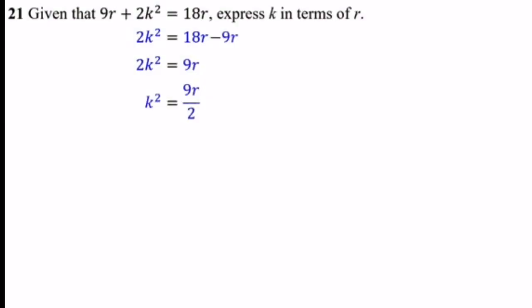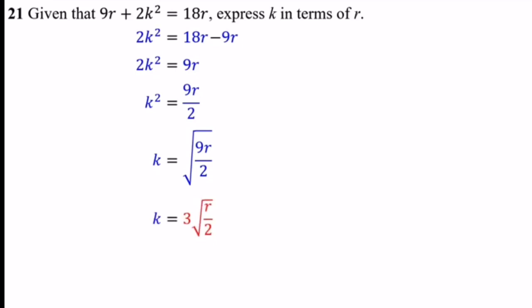For question 21, express k in terms of r. We need to make sure the k squared remains on the left side, so we shift the 9r to the right. We end up with 2k squared equals 18r minus 9r. So 2k squared equals 9r, and then k squared is equal to 9r over 2. Finally, k is the square root of 9r over 2.